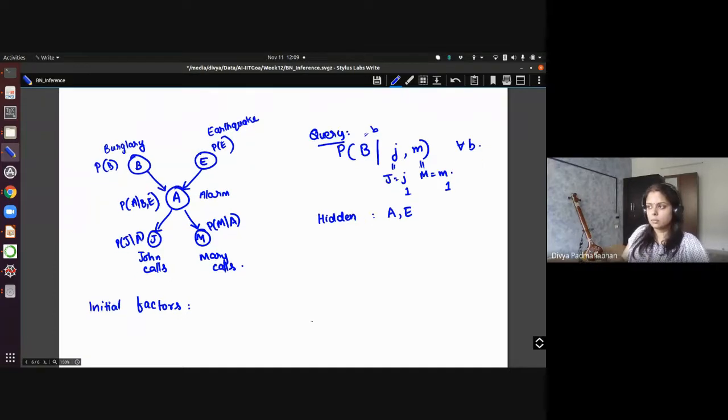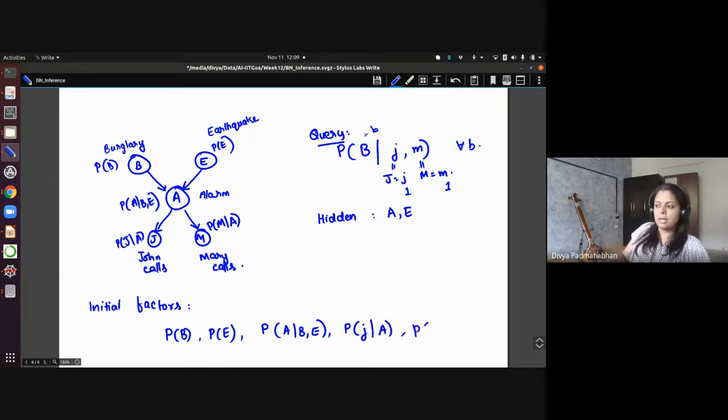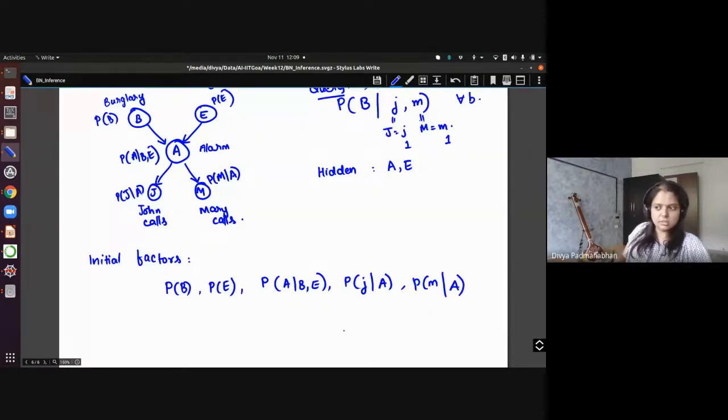P of B, P of E, P of A given B and E, P of small j given A, and P of small m given A. Yes, exactly. So these are the initial factors you consider. For small j and small m, this table would have entries for all values of J and A, but you only pluck out the part which has small j. Similarly, the same thing for M given A.